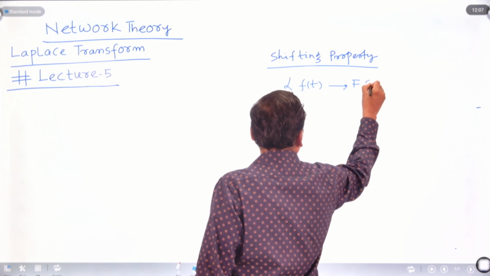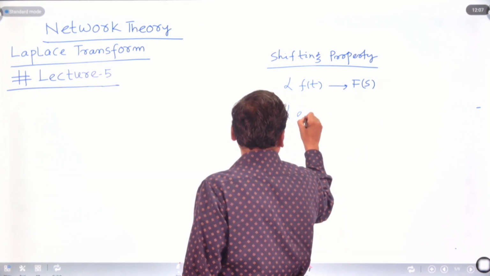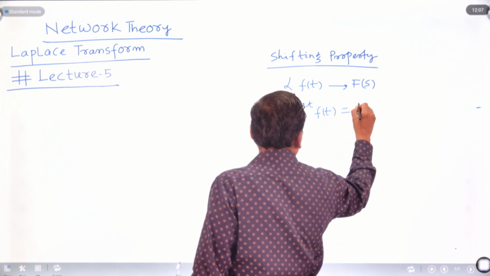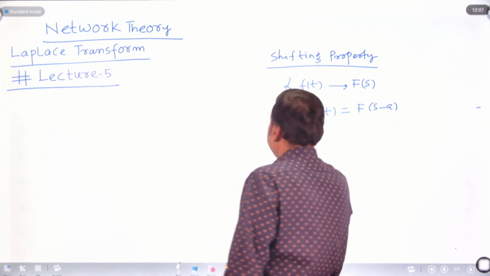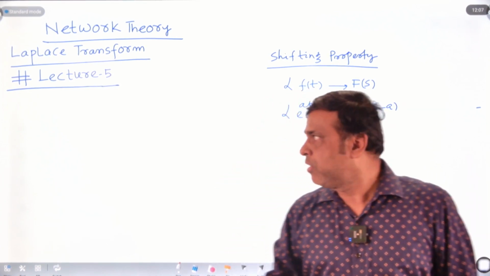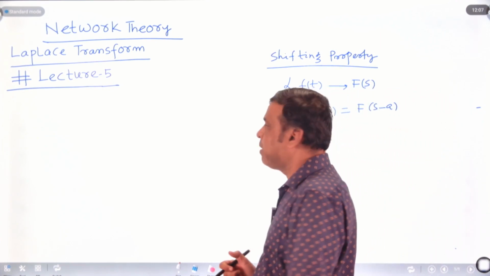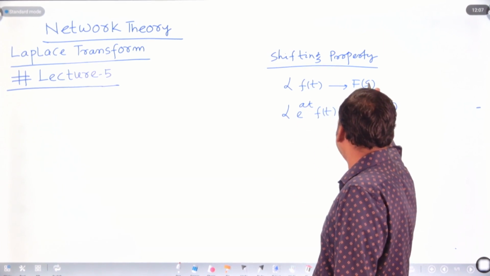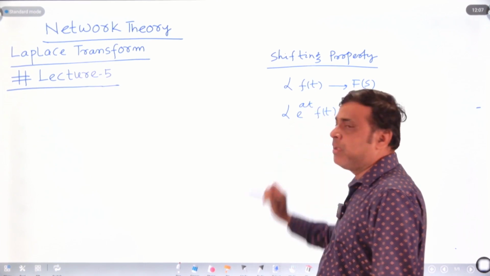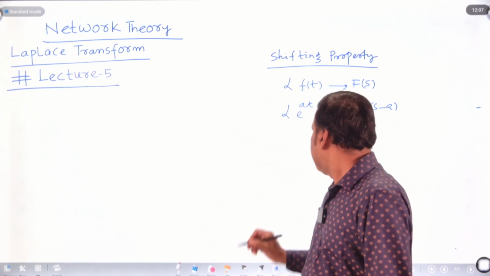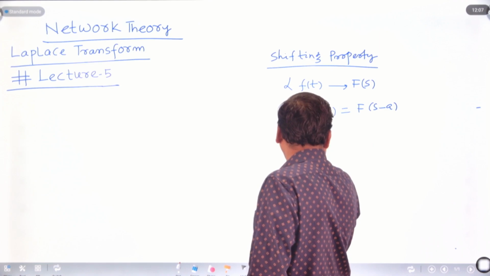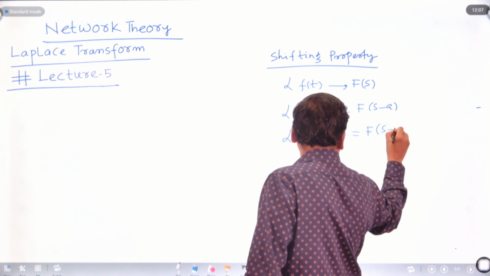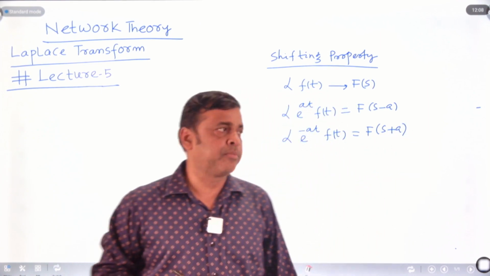If the Laplace transform of f of t is F of s, then the Laplace transform of e to the power at f of t is F of s minus a. If e to the power at is multiplied with any function, the original function shifts to s minus a, provided a is positive. If you multiply f of t by e to the power minus at, then the original function shifts to F of s plus a. That part I already told you in a previous lecture.